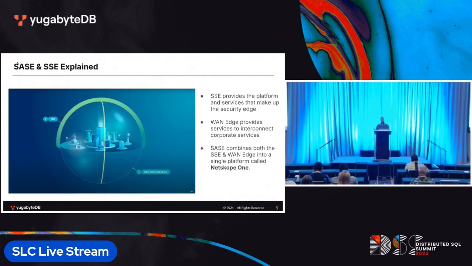SSE and SASE explained. As I mentioned, SSE is really the combination of critical security services delivered at the edge, nearest the end user and the SaaS providers. The WAN edge brings the WAN services such as SD-WAN and couples that with the security services that provides an on-ramp to the internet that's secure, fast, and reliable. At Netskope, we call this platform the Netskope One platform.